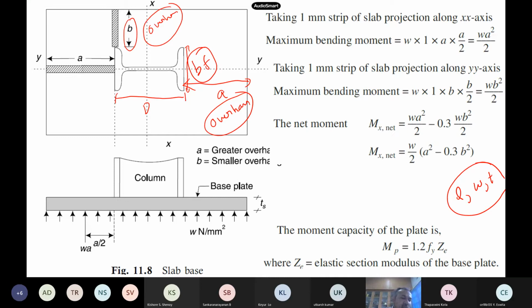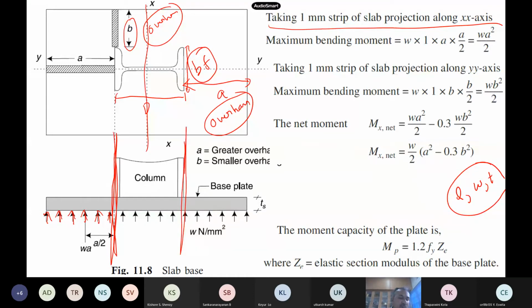This base plate is subjected to uniform pressure, which is coming from the concrete, the bearing pressure, and it acts like a UDL W. Now if I take a 1 mm strip along the XX axis, so XX axis is here and this is my YY. The maximum bending moment generally will be acting near this junction, the junction between the column and the plate. Because of symmetry, both of them will be the same.